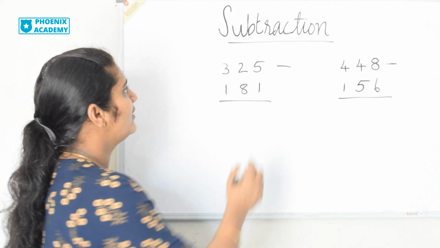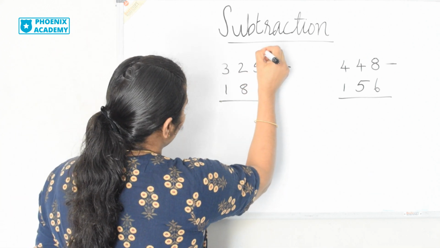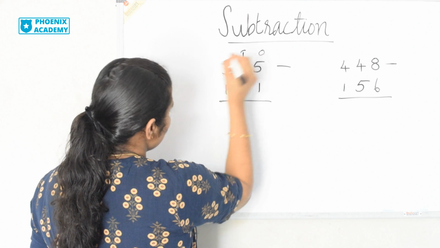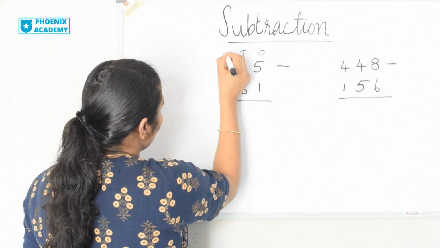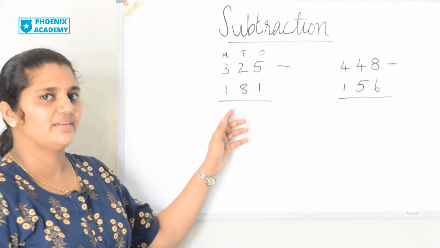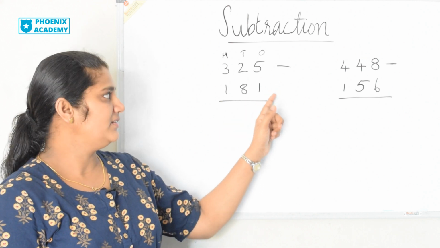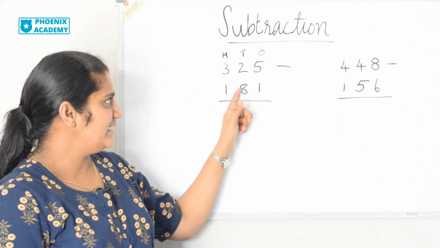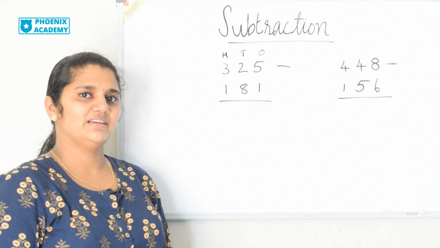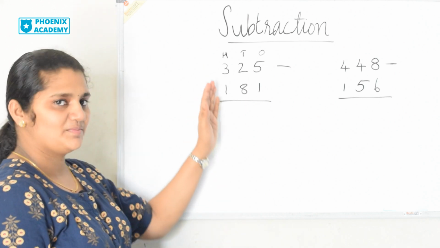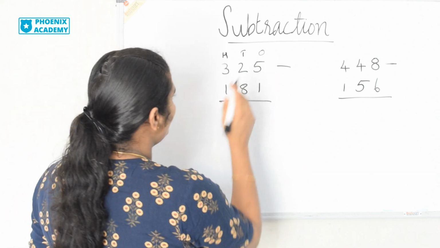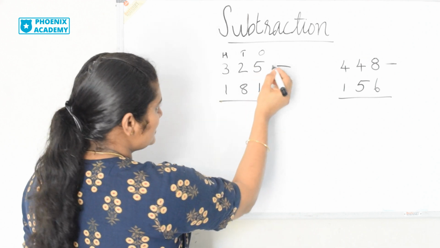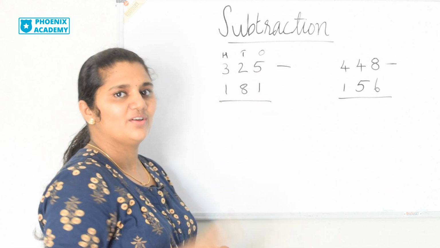325 is 5 ones, 2 tens and 3 hundreds. 181 is 1 ones, 8 tens and 1 hundred. Let's subtract. Let's start from ones. What is 5 minus 1? 4.